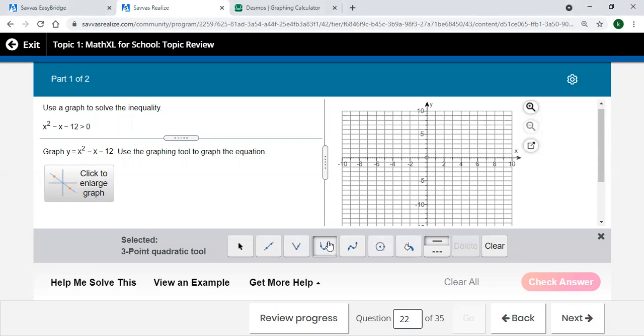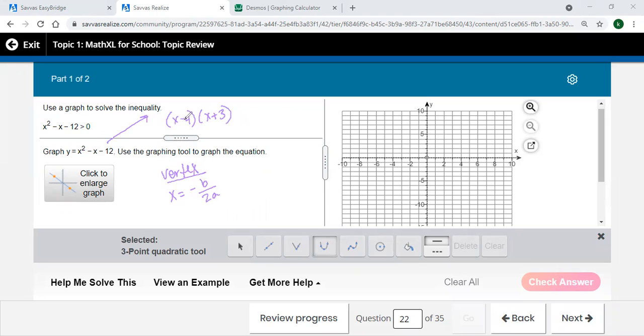I need a parabola, and I've got to start with the vertex of this parabola. So one way to get the vertex of this parabola, I don't know if you remember this, but for the vertex, x equals negative b over 2a is the x value of the vertex. This is one way to do it. Another way is you can factor the quadratic. This one looks like x minus 4 and x plus 3.